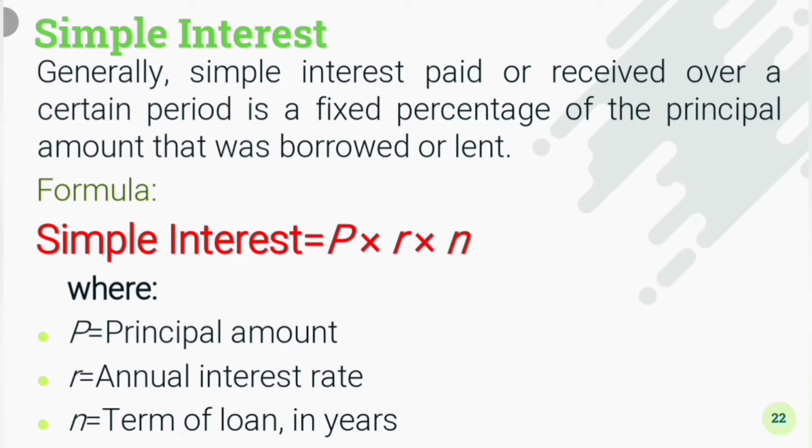Simple interest. Generally, simple interest paid or received over a certain period is a fixed percentage of the principal amount that was borrowed or lent. Formula. Simple interest is equal to P multiplied by R multiplied by N, where P is equal to principal amount, R is equal to annual interest rate, and N is the term of loan in years.